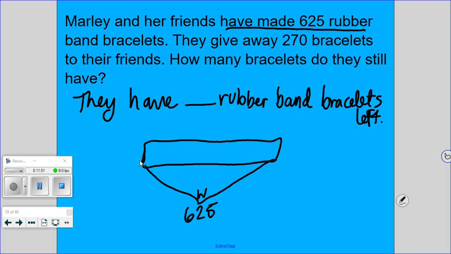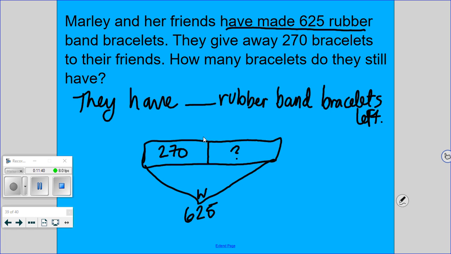What do we know? We do know they started out with 625, but we know some other things. Aiden, what's something else we know? What's something else we know? So where's that going to go in my bar model? 270 is how much they gave away. Do I know how much they kept? No, that's literally the answer sentence.